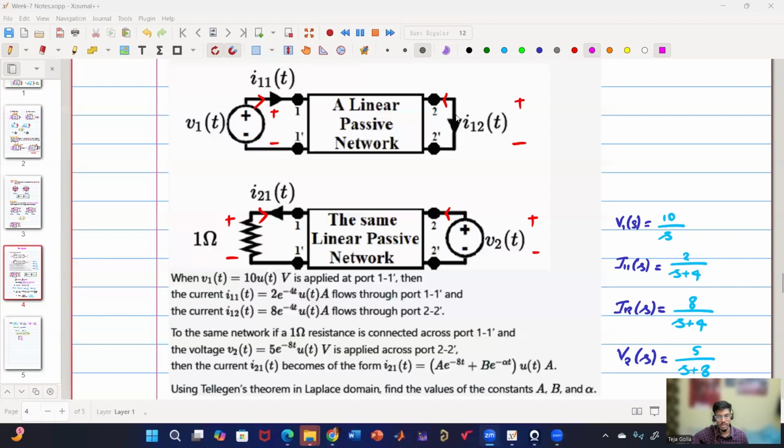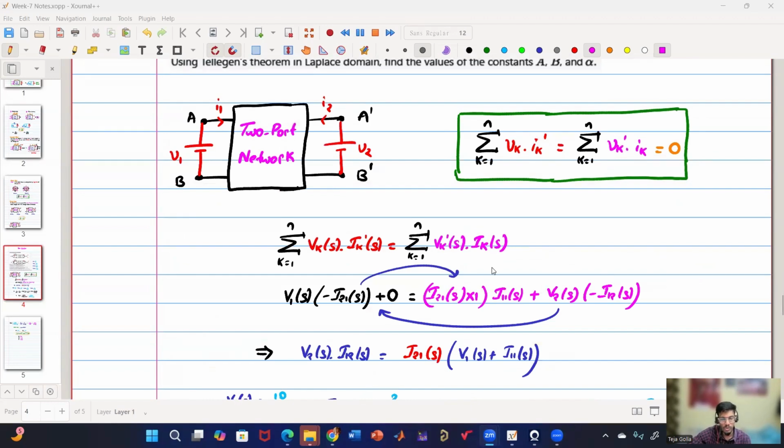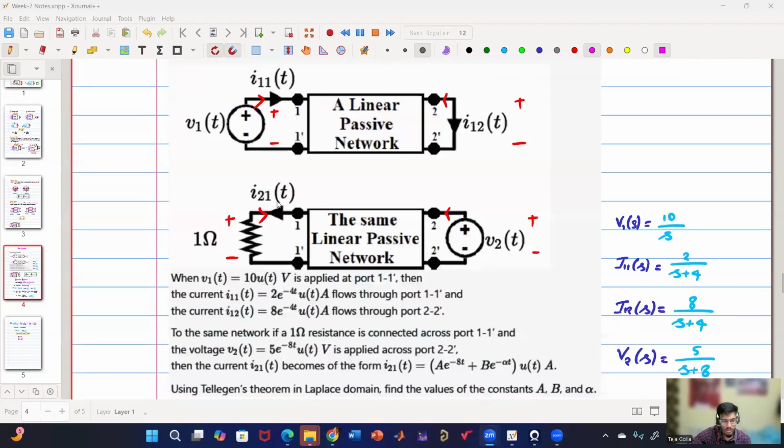This voltage is 0, right? Yes, sir. So that's why we get the second term 0. Now coming to the RHS side, which is the voltage of the second network multiplied by the current of the first network.